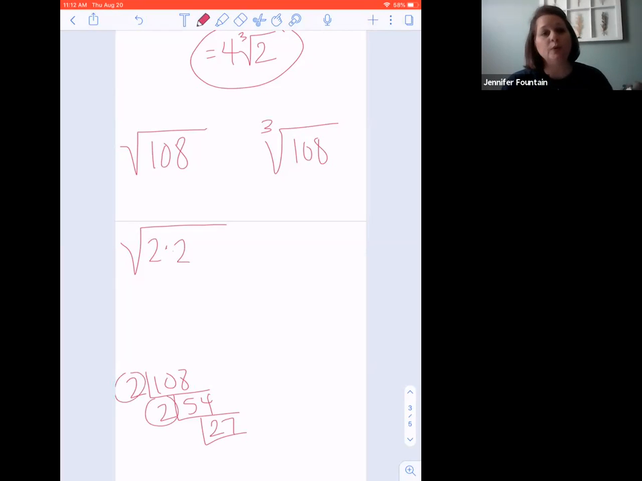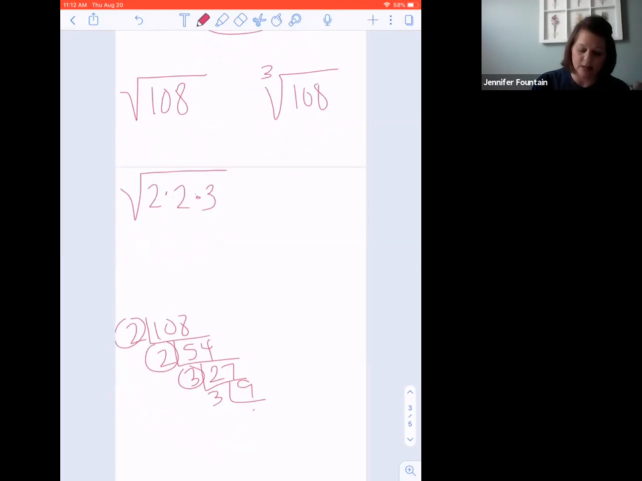So now I've got 27. 27 is not even, so now I'm going to try 3. 3 will go into 27 9 times. So that's where I'm going to get that next 3. 3 will go into 9 3 times. So I'm going to write another 3 here. And then that is 3 times 1. So once I've gotten to my 1, I know I'm done. Okay? So the prime factorization for 108 is 2 times 2 times 3 times 3 times 3.